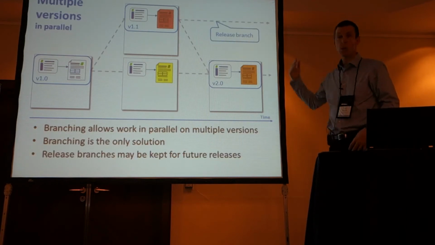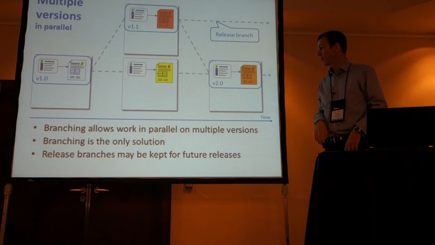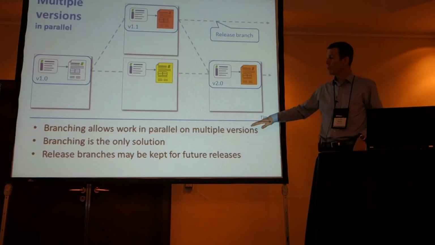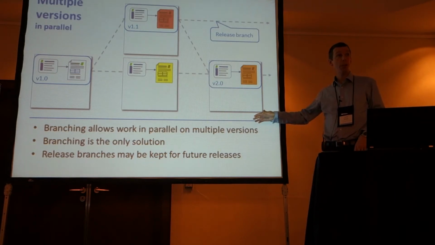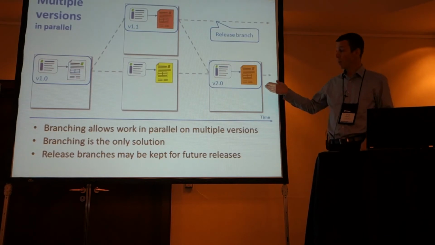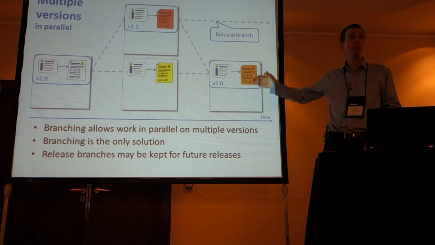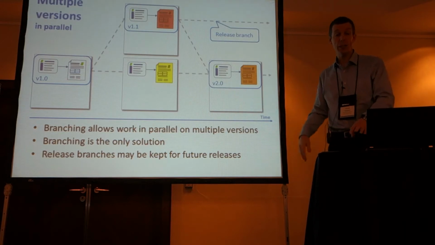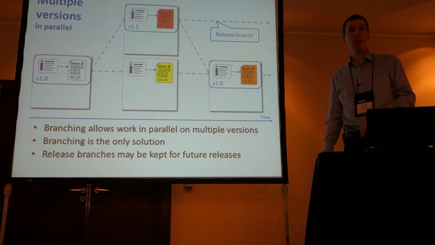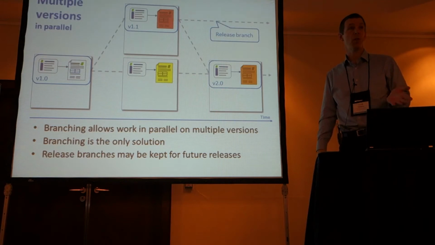Sometimes we call that a release branch. So a good solution for working in parallel on different versions, where you need to maintain several versions over time, is simply to use branching and merging, which is a technique that most people talk about when they talk about data release management, or release management in general.